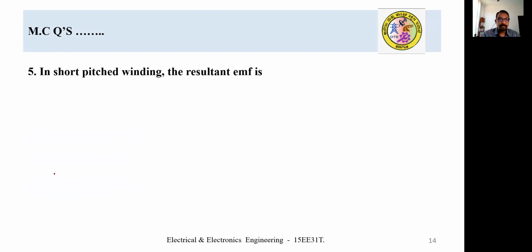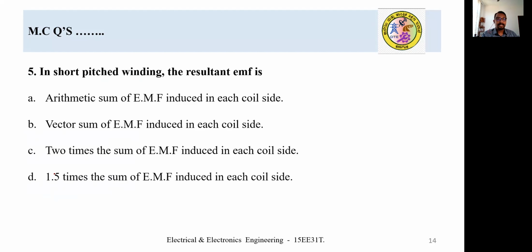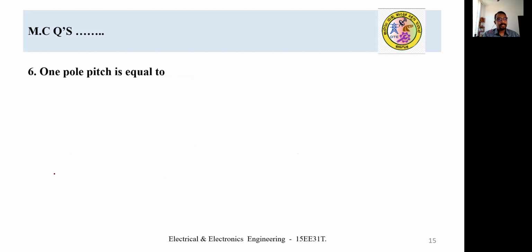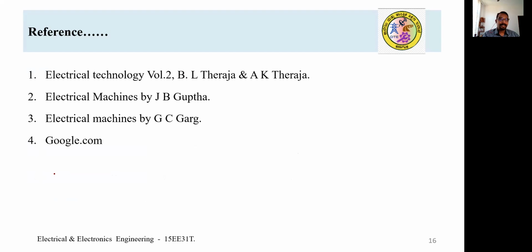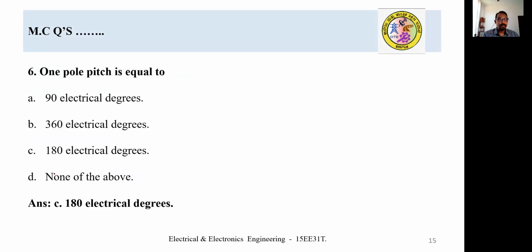Then in a short pitched winding, the resultant EMF is what? In a full pitched winding, the net voltage is the arithmetic sum. But in a short pitched winding, the resultant voltage is the vector sum of the EMFs induced in each coil side. So the next question is, one pole pitch is always equal to, I have given the example, 180 degrees, that is, 180 electrical degrees. So that's all the most expected multiple choice questions from this session.